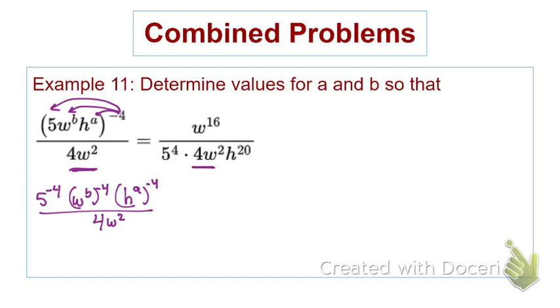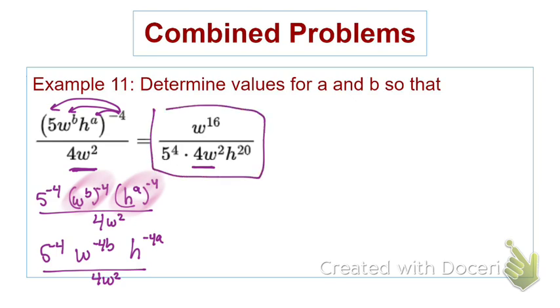And what I see next is these two factors can be simplified a little bit more, because those are a power to a power, where you keep the same base and you multiply the exponents. So, for example, b times negative 4 is negative 4b, and a times negative 4 is negative 4a. Now things are starting to look a little bit better. This is starting to look a little bit more like this. I've gotten rid of the parentheses at least.